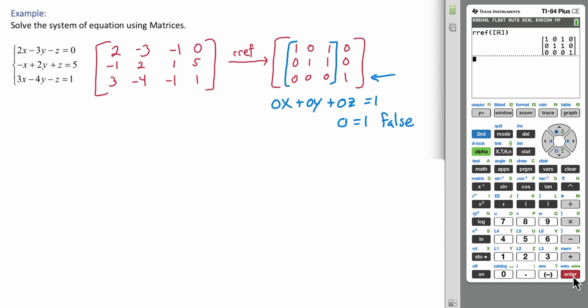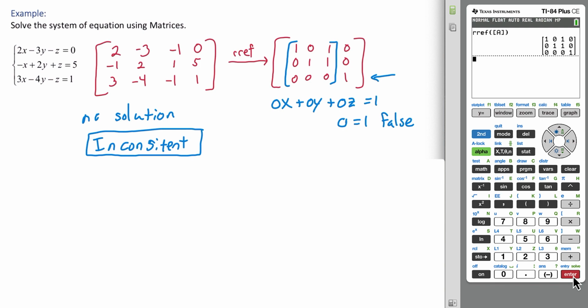If you get a reduced matrix that does not have an identity on the left, look at the bottom row. If it translates to a false statement, then that means that there is no solution to this system. And we say that this system is inconsistent, which simply means there's no solution.